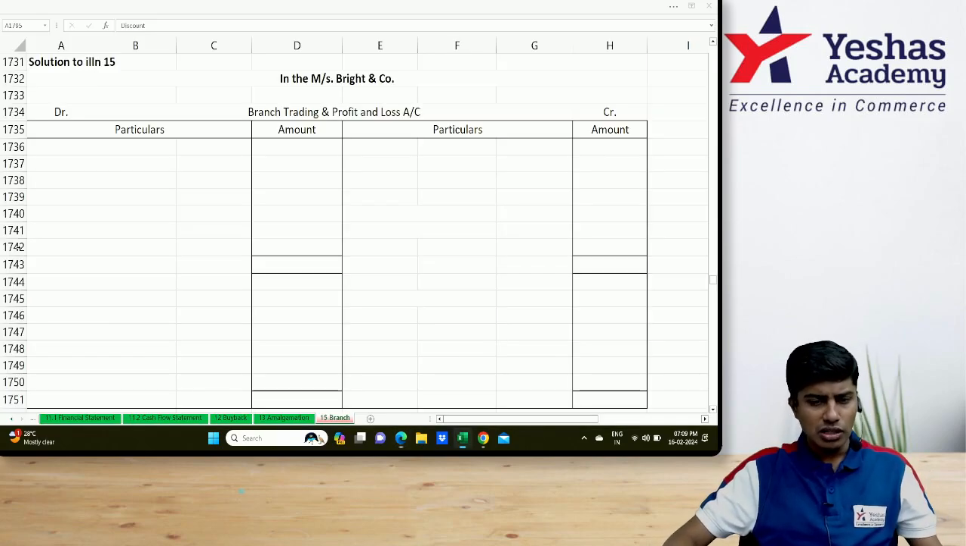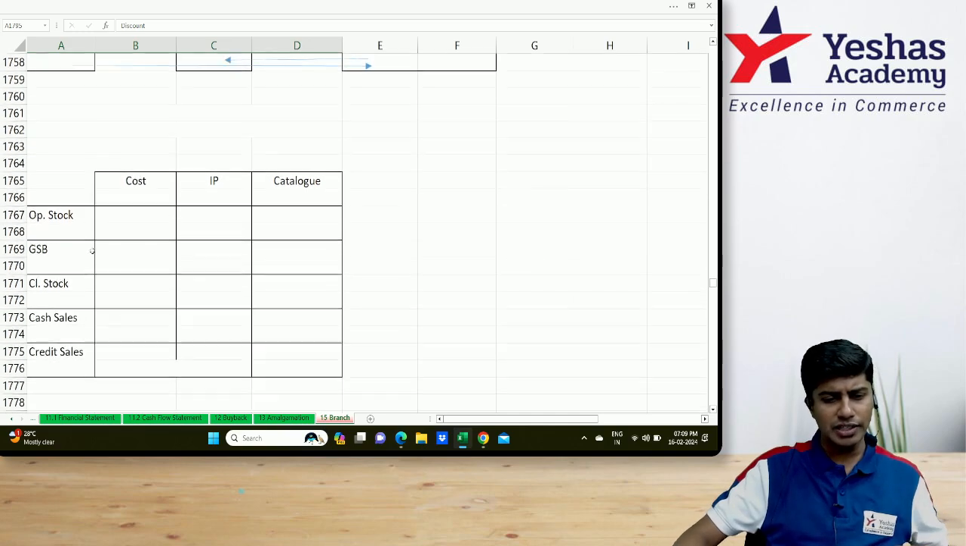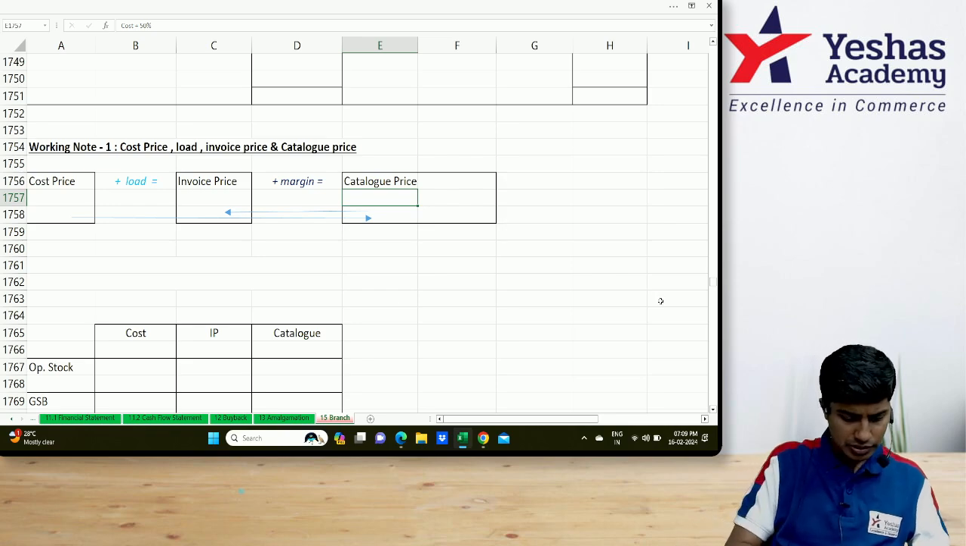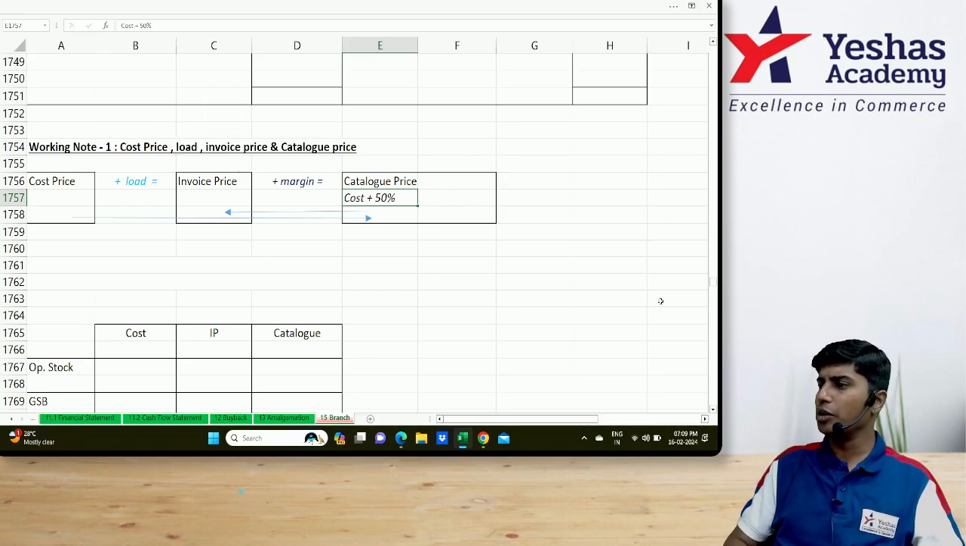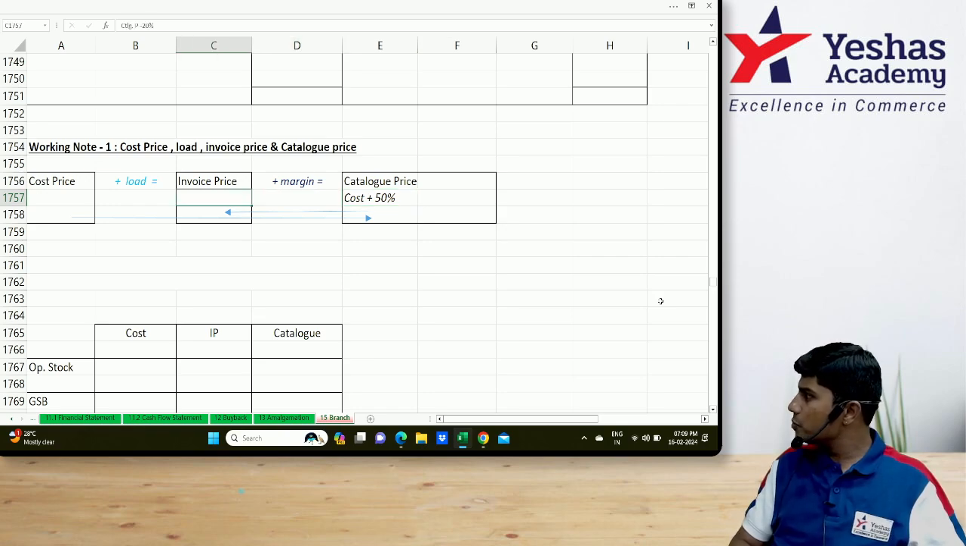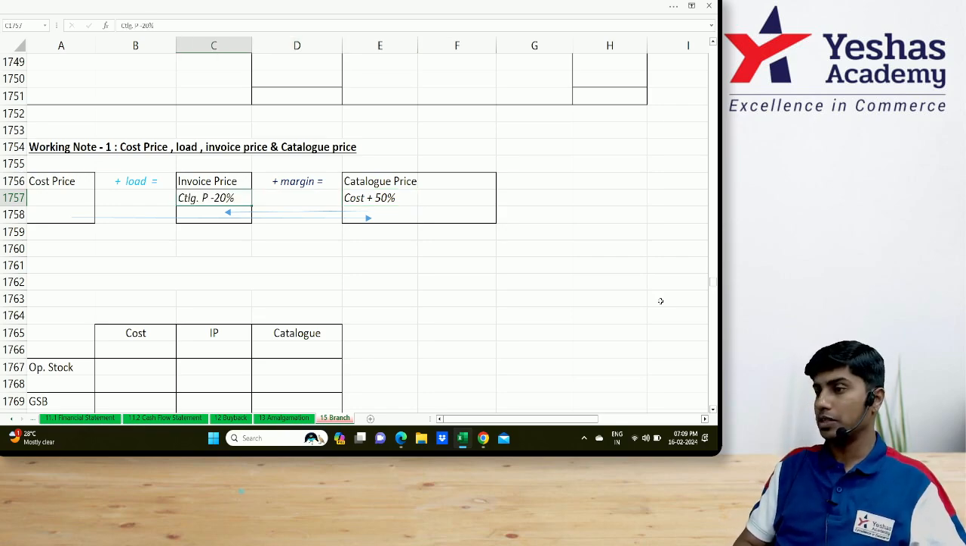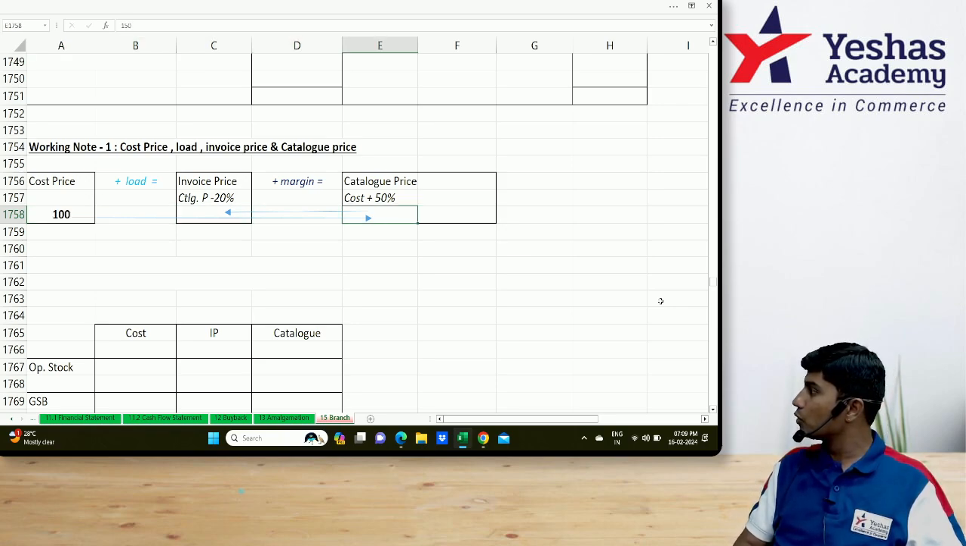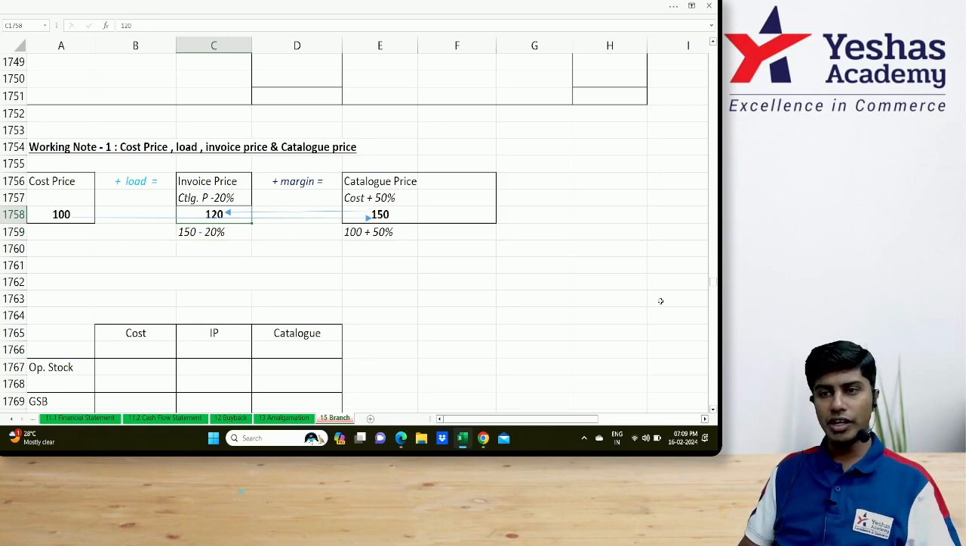Everyone understood this? We'll do a small working note and then write this down so that you won't have doubt later. Catalog price is cost plus 50%. Invoice price is catalog price minus 20%. We'll take cost price as 100. From 100 to catalog price: 100 plus 50%, 150. From 150 to invoice price: 150 minus 20%, 120. Everyone understood?